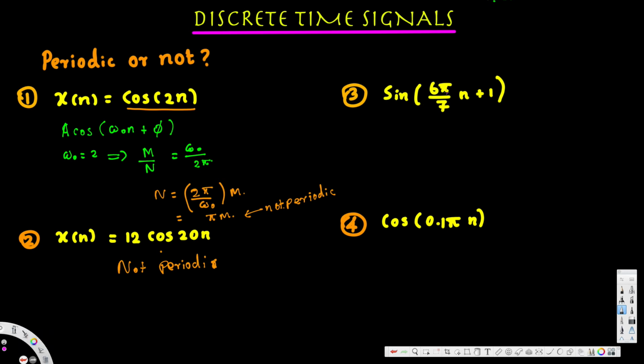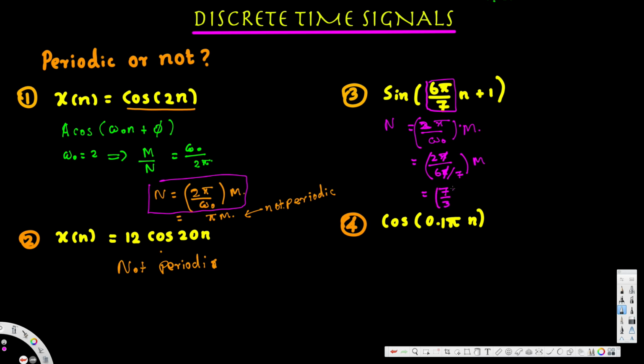Okay, now let's look at this one here. Here we have sine 6 pi over 7 n plus 1. We can always use this equation: n is equal to 2 pi over omega naught times m. Omega naught is 6 pi over 7, this is our omega value. So 2 pi divided by 6 pi over 7 times m. Finally, pi cancels. We will get 7 times 2, 14, 14 divided by 6. That's going to be 7 over 3 times m.